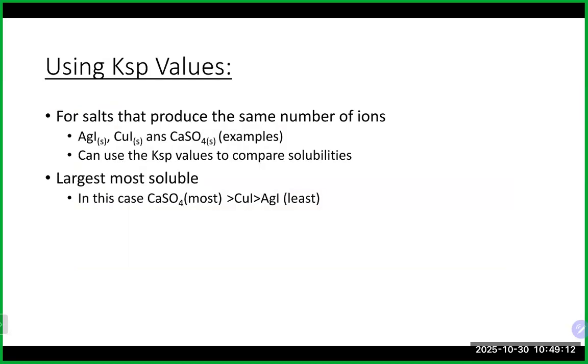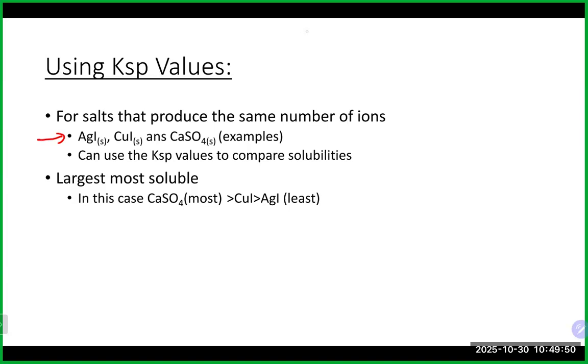All right, so speaking of that here, let's talk a little bit about using KSP values to determine whether or not a certain compound is sort of more soluble than another. And when you look at, say, these three salts here, the silver iodide, the copper 1 iodide, and the calcium sulfate, you can use the actual KSP values to directly compare the solubilities of each of those and decide which one should be more soluble, which one should be less soluble.